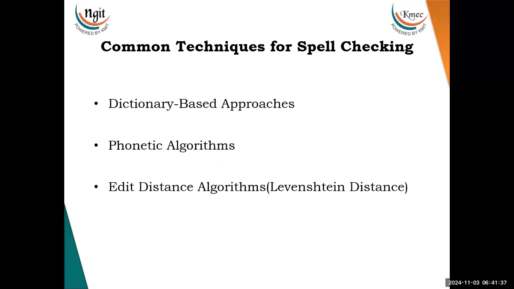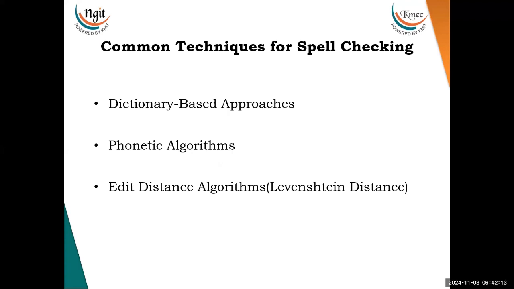Then we shall look into the common techniques for spell checking. First one is dictionary based. This is called the simplest method. The dictionary based approach is nothing but you maintain a corpus or a database of words with correct spelling. Whenever a word is encountered, it goes to the database and checks whether a match exists or not. If there is a match, then the spelling is correct. This is said to be simple and very fast.